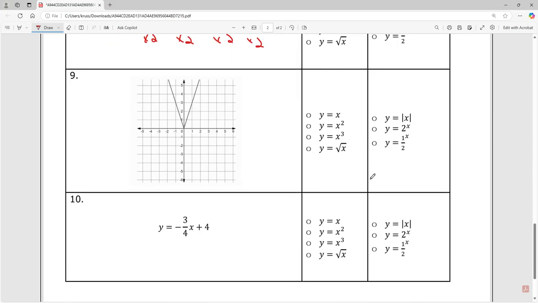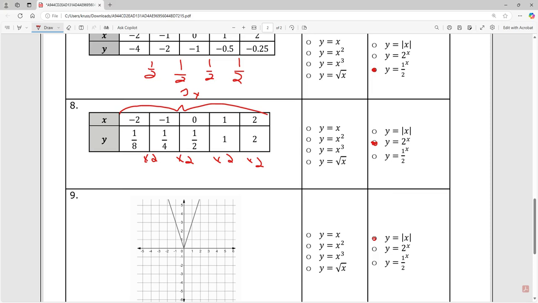Okay, this is an absolute value function because it's a straight line, a V. And then this is y equals mx plus b, so this is a linear function. All right. Hopefully that was pretty straightforward and a review of stuff way back in Unit 1.